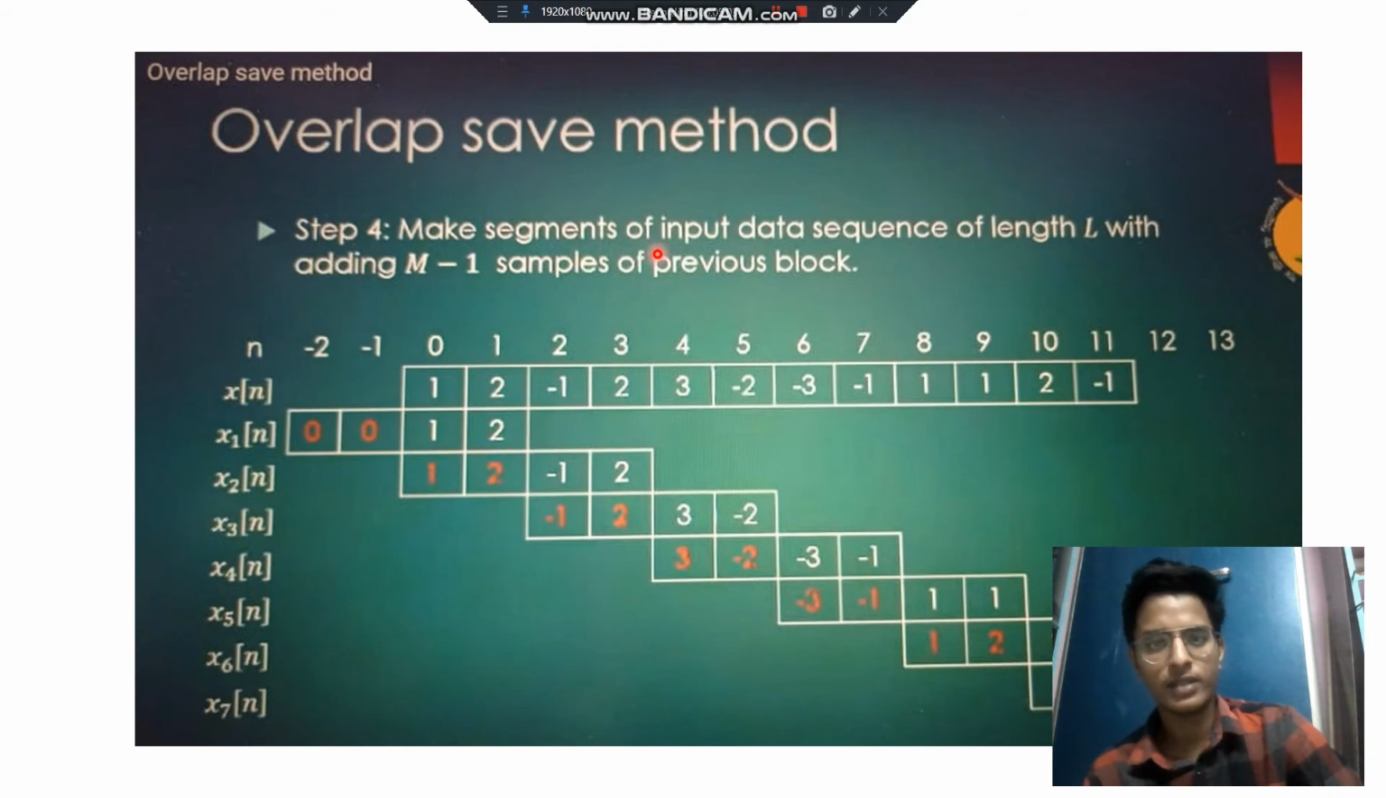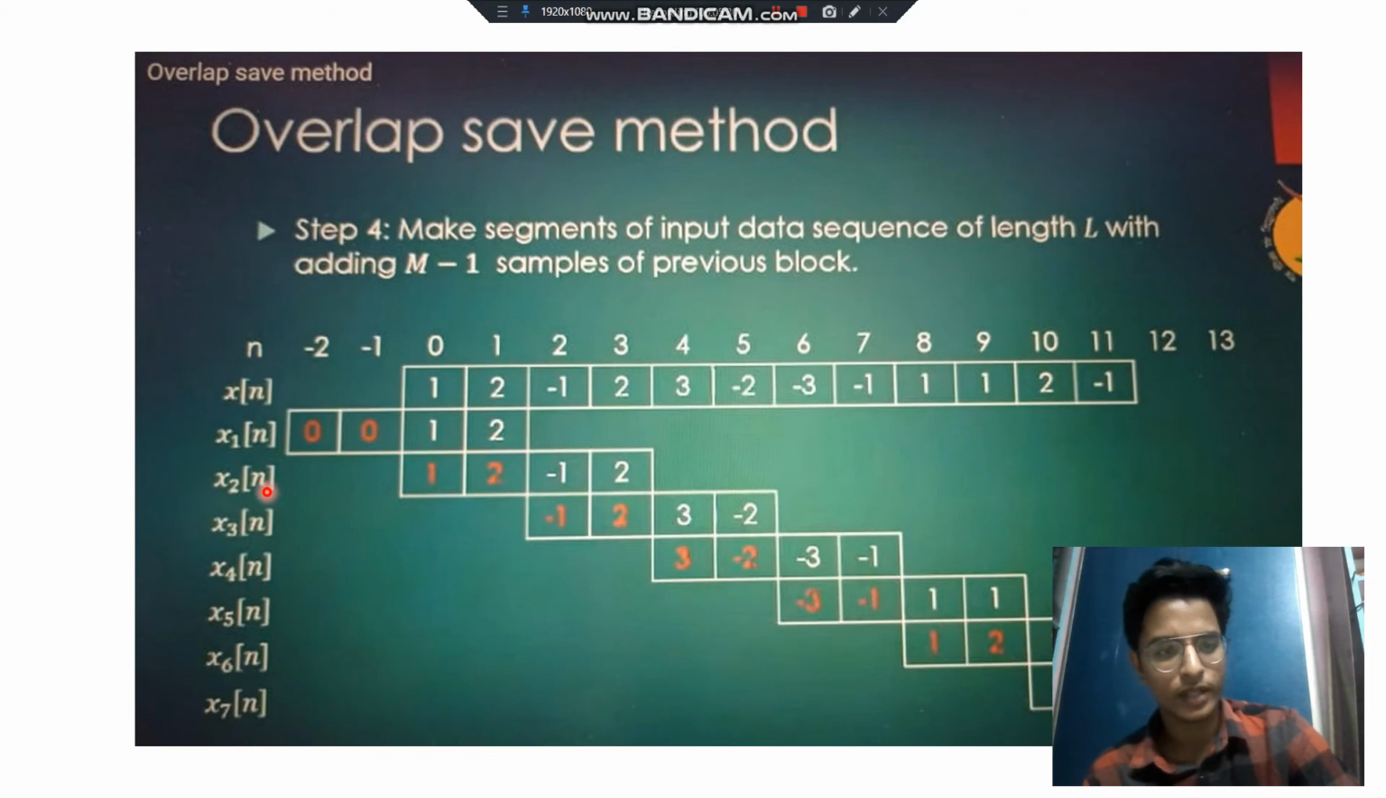So make segments of the input sequence of length L, adding m minus 1 samples as I have said previously. For the first block x1 of n, there is no previous block, so we pad m minus 1 zeros. Here m is equal to 3, so m minus 1 is 2, we pad two zeros. And from the present x of n, we take the L samples. That means here L is equal to 2, so we take two samples, 1, 2.